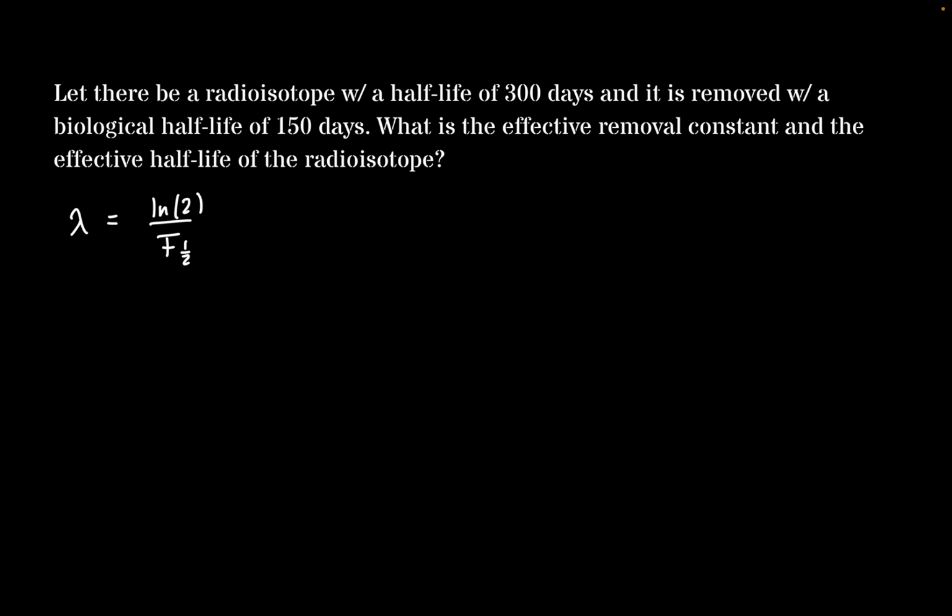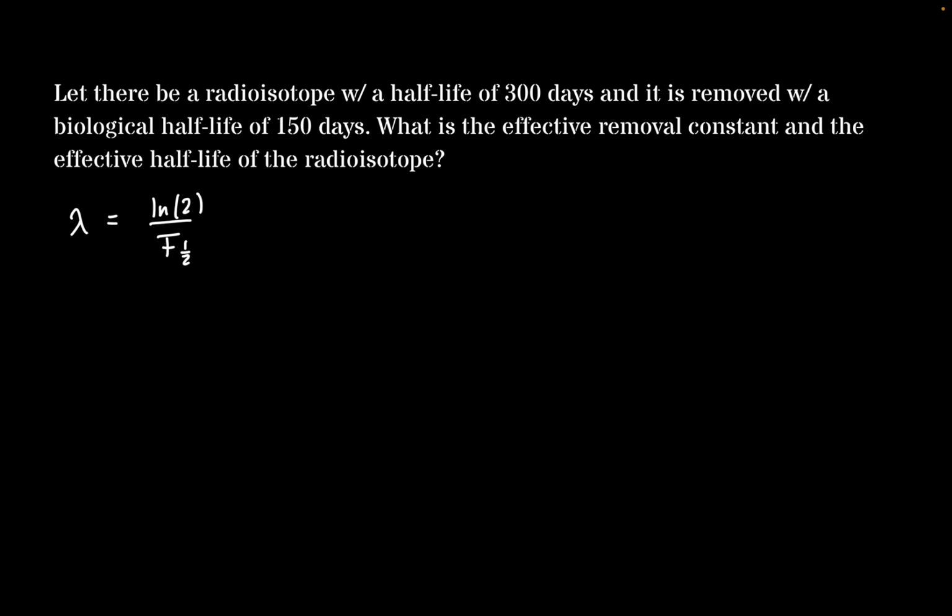That's where the effective removal constant and effective half-life come into play, because you're taking into account both natural radioisotope decay and biological excretion. It's essentially accounting for both of those removal processes at the same time. So let's try to do this calculation.